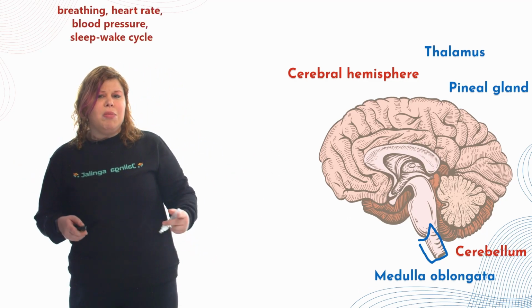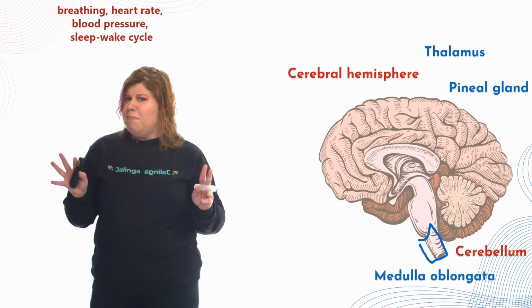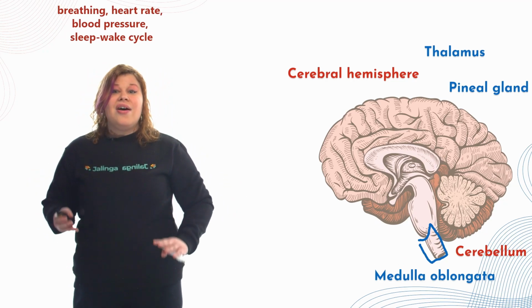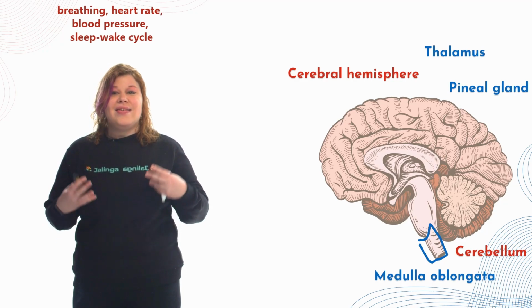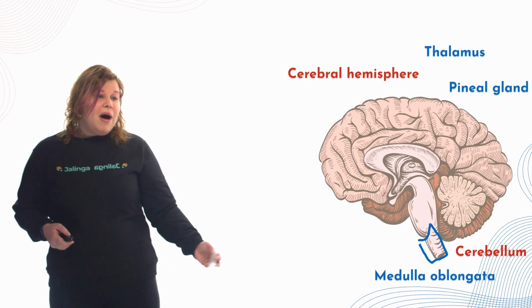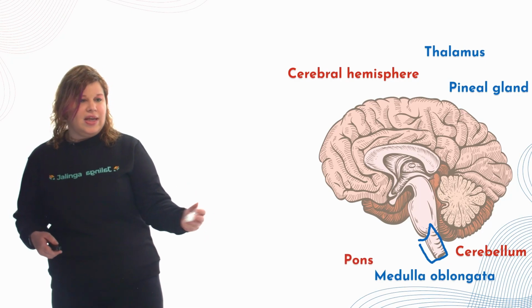So first, the medulla oblongata is responsible for mainly breathing, heart rate, blood pressure, and the sleep-wake cycle. The pons is the next structure that we'll see here.